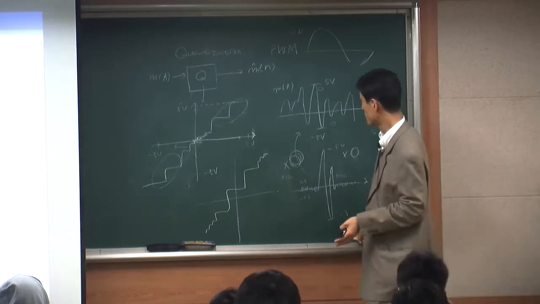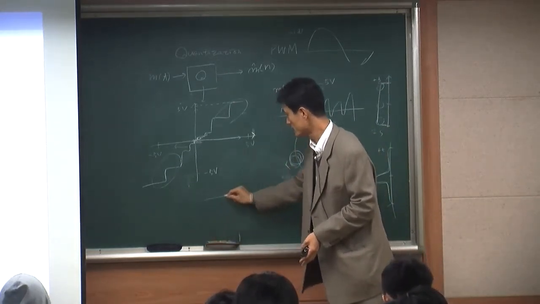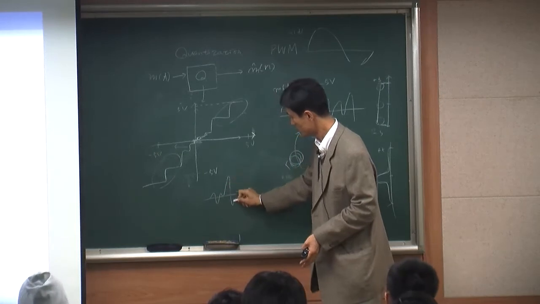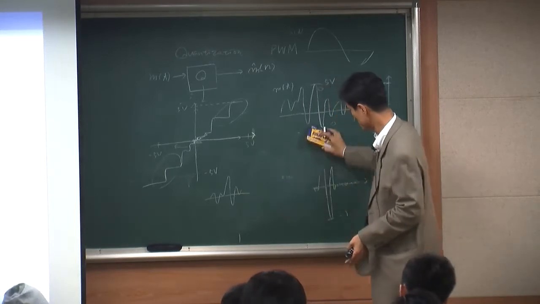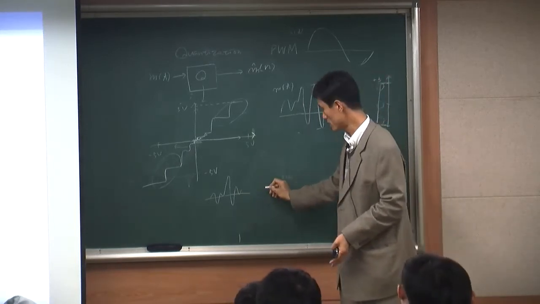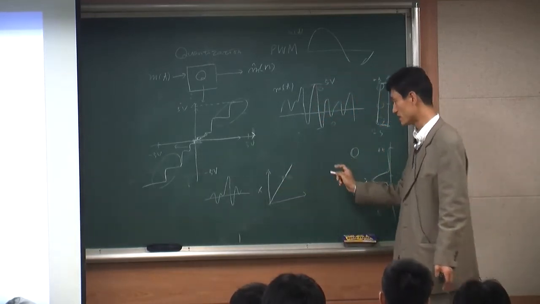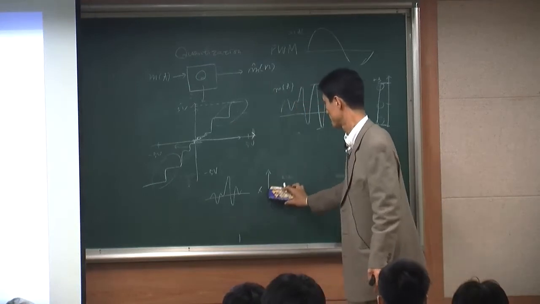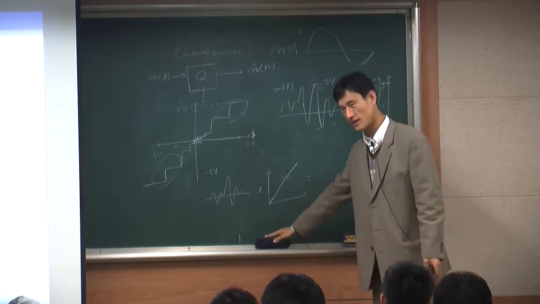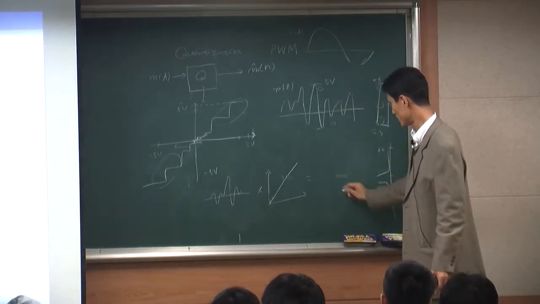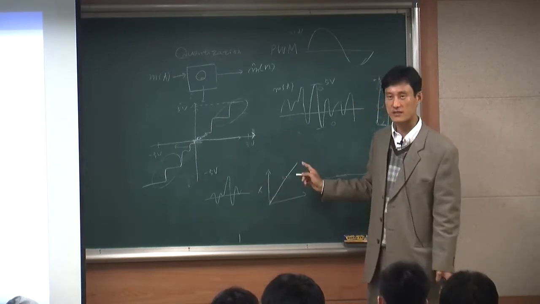Let's say our input signal is something like this. Now for this input signal, if you multiply by a linear input-output relationship, like this linear one, then the output is going to be the same. Of course, the output is the same as this, because this is linear.